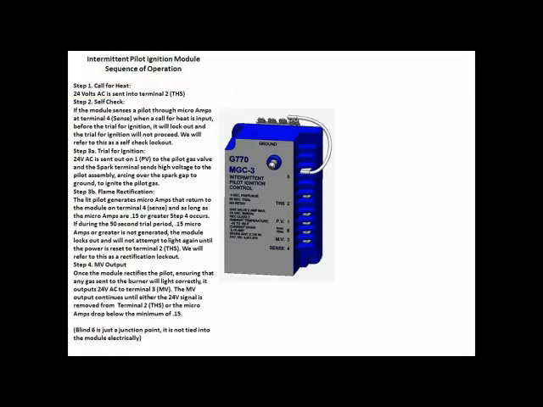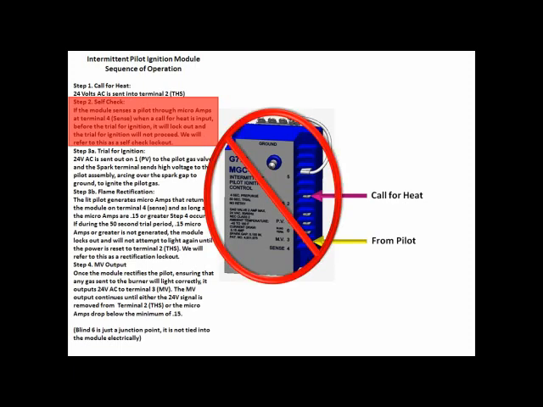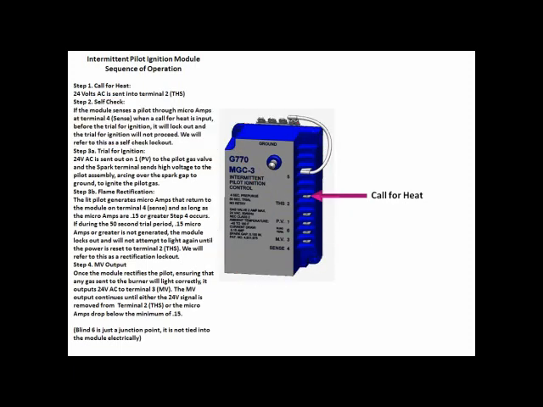The sequence of operation for the ignition module begins with 24 volts AC arriving at terminal number 2. The module then performs a self-check and if it rectifies a pilot prior to PV output, the module locks out. If no pilot is rectified, the sequence continues with the trial for ignition. The module outputs 24 volts AC from PV1 to the pilot gas valve solenoid and a high voltage, low current spark signal to the pilot.